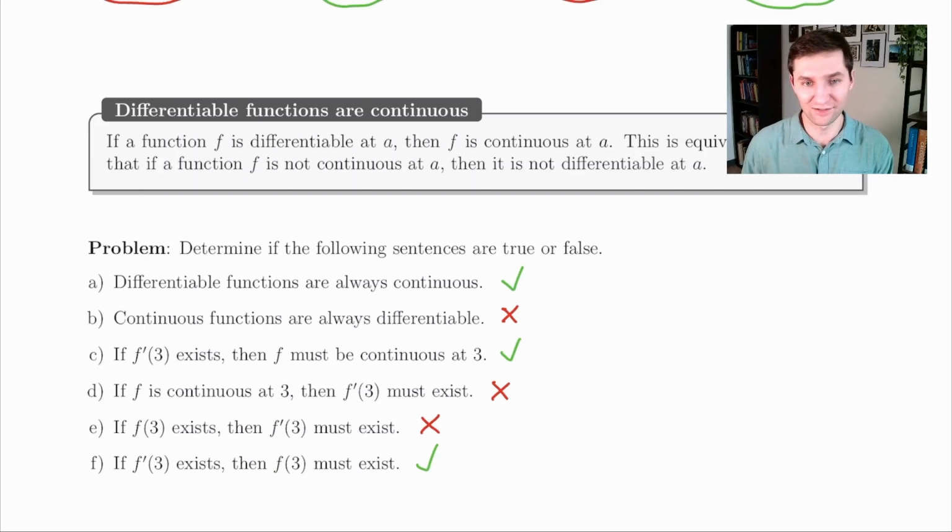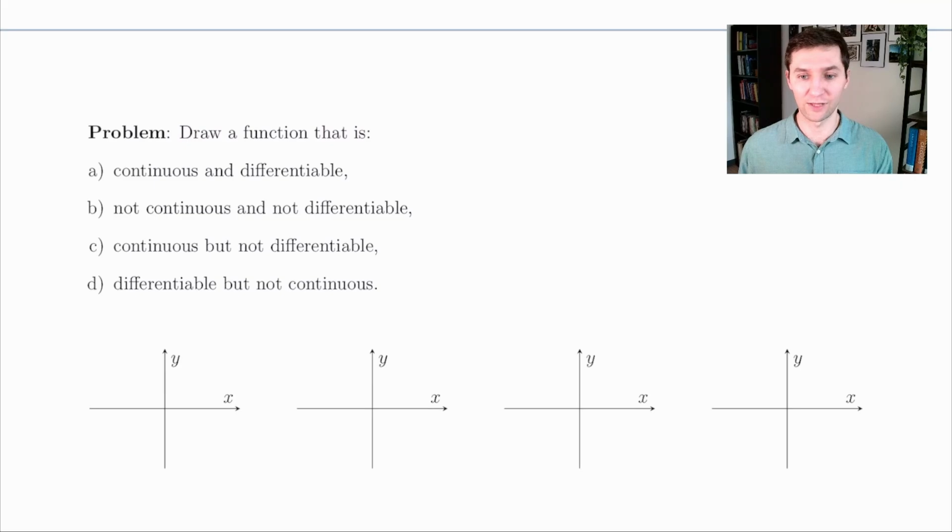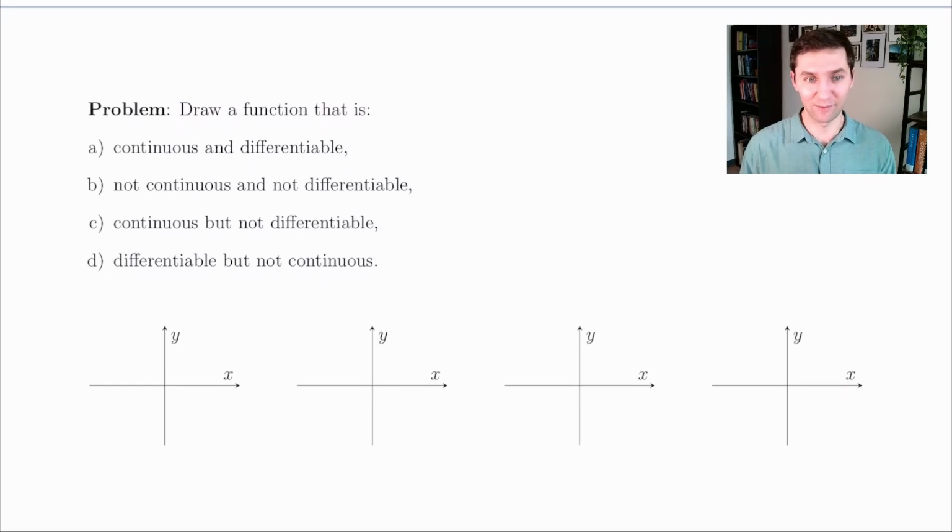To see if we understand this theorem even better, I have one more exercise for us. If you would like to try this problem on your own first, stop the video now. We must draw functions. First, that is continuous differentiable, then not continuous and not differentiable, then continuous but not differentiable, and then differentiable but not continuous. Let's do it step by step. First, I need a function that is both continuous and differentiable. Let me try. I believe a line would work well. We know that a straight line is continuous, and we know that it is differentiable. Its derivative is its slope.